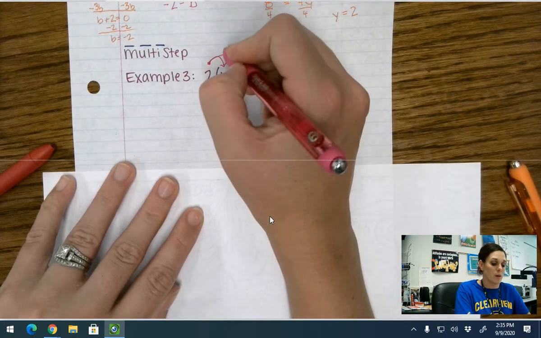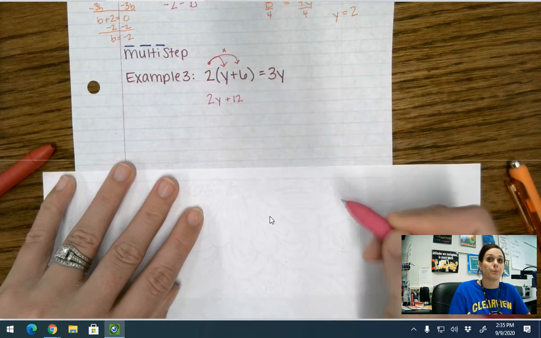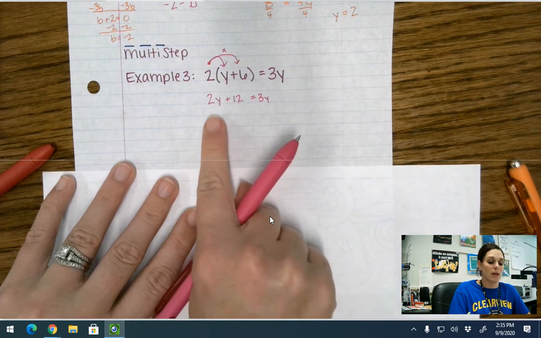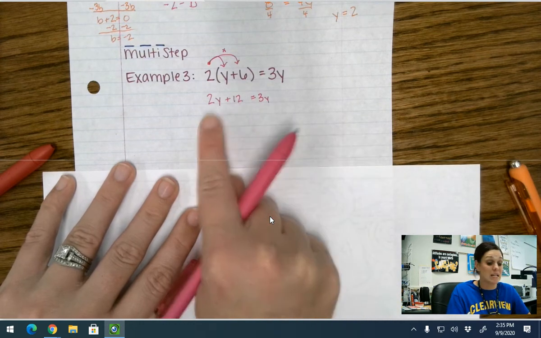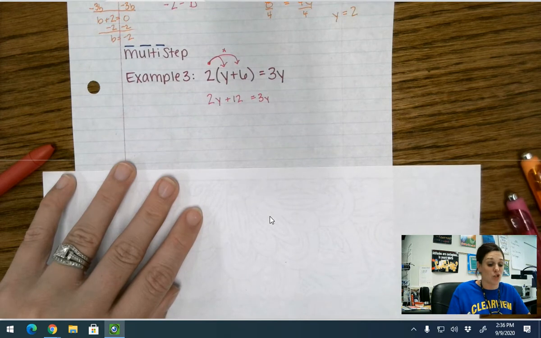So remember, every time we do this, that's multiplication. So 2 times 6, that's a +12. And then we bring down our equal sign of 3y. So now we analyze, is there anything to combine? Are there any more parentheses? No. So now we go into solving.